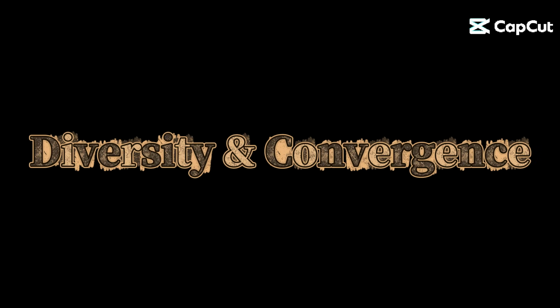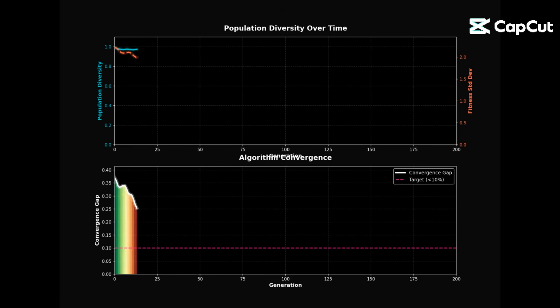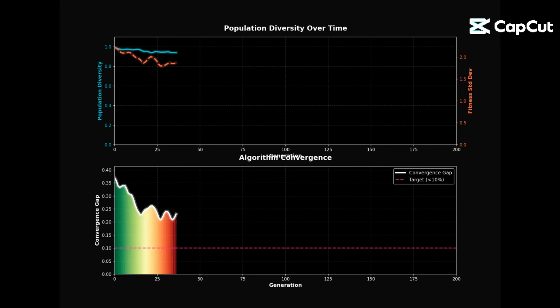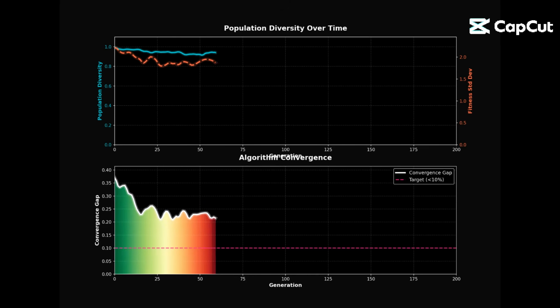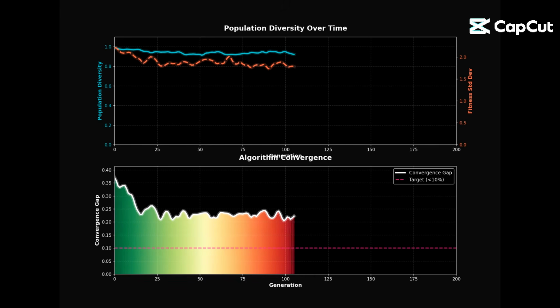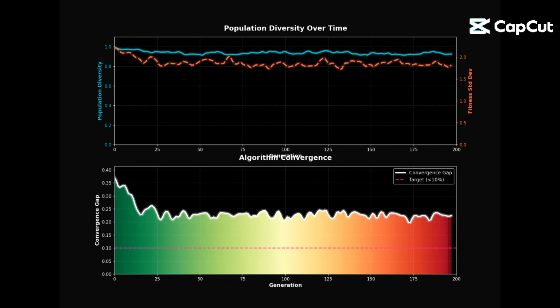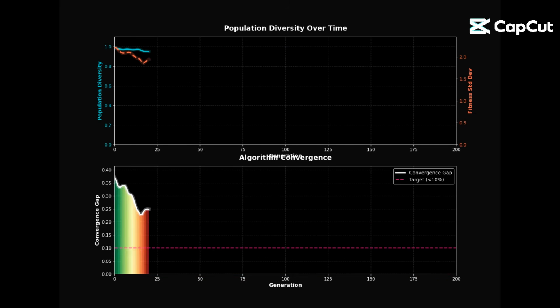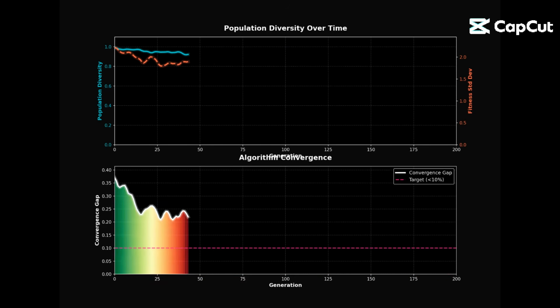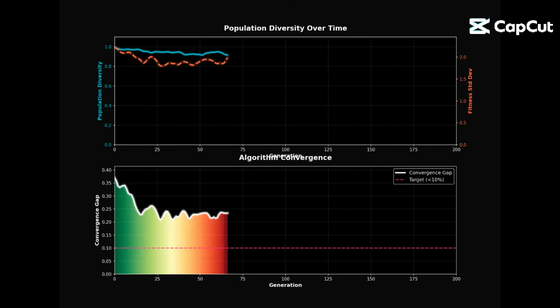Let's dig deeper into two critical metrics, diversity and convergence. Top panel shows population diversity in blue and fitness standard deviation in red, both plotted against generations. The blue diversity curve starts at 100%, every individual is unique. As evolution progresses, it drops steadily. We're losing uniqueness, but that's intentional. We want the population to agree on good solutions. The key is it drops gradually, not catastrophically. This controlled descent means we're converging without getting trapped.